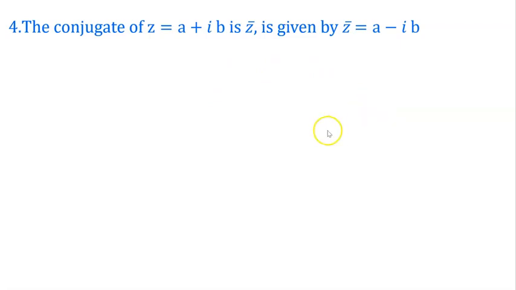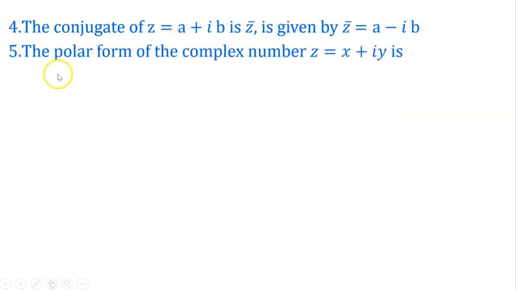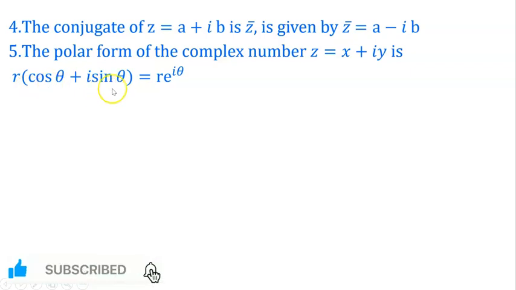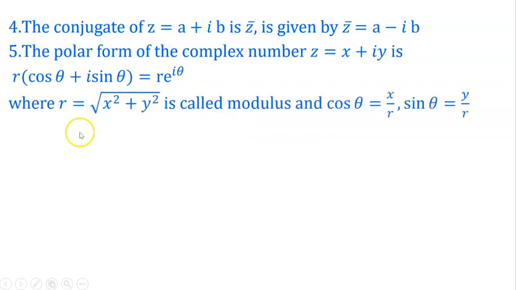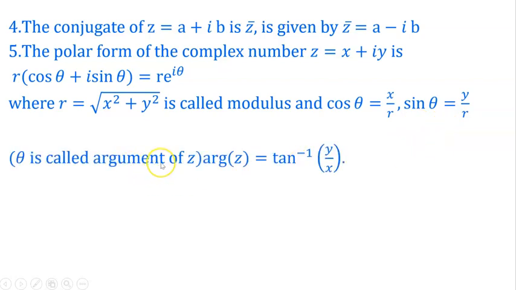If it is plus, then give it a minus sign, and if it is minus, then its conjugate is plus. Now next, the polar form of the complex number z = x + iy is r(cos θ + i sin θ) = r e^(iθ), where r = √(x² + y²) is called the modulus, and cos θ = x/r, sin θ = y/r. θ is called the argument of z, and the argument of z is tan⁻¹(y/x).